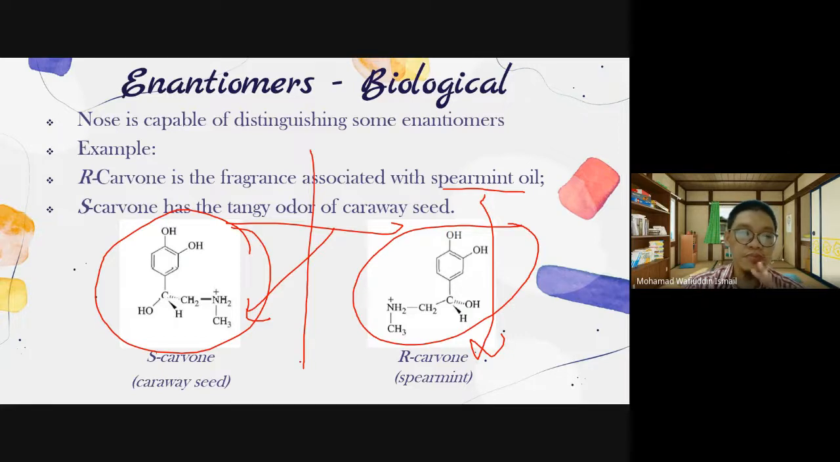That's why they affect the reaction, but in terms of physical properties, like boiling point and melting point, both R and S are the same. But in terms of chemical reaction, they look like different molecules. So that's the distinguishing idea of enantiomers.